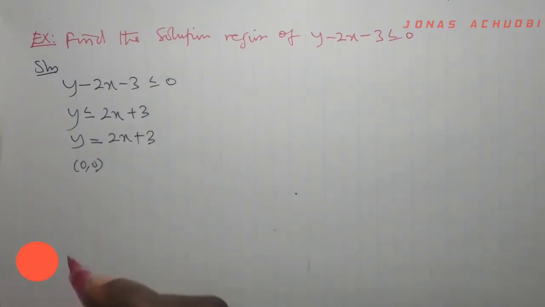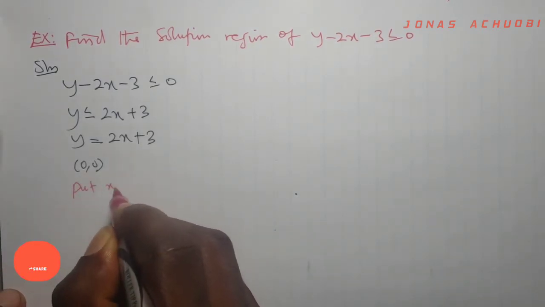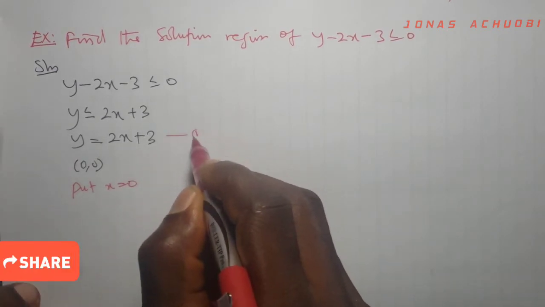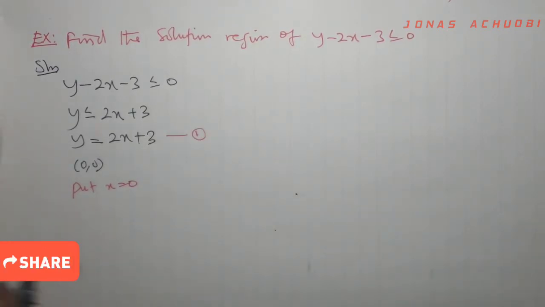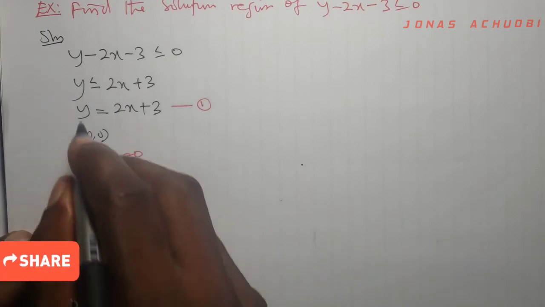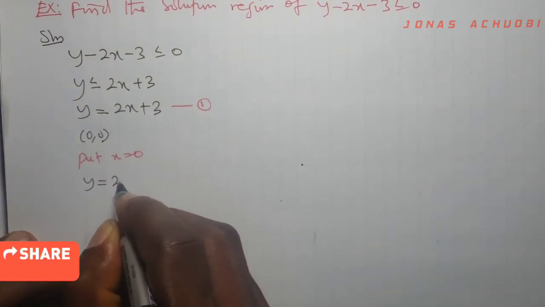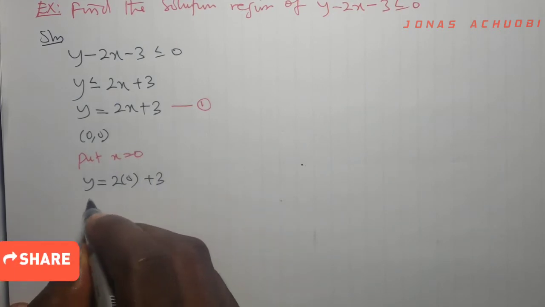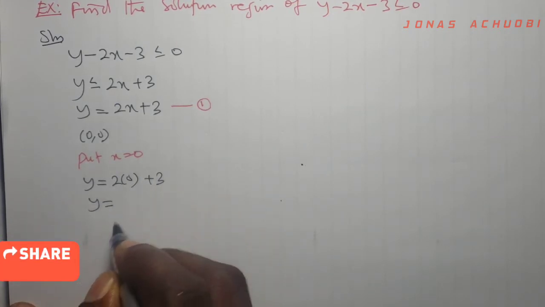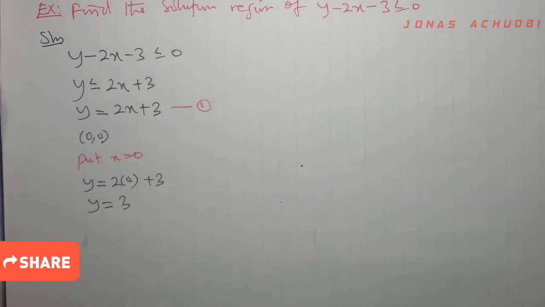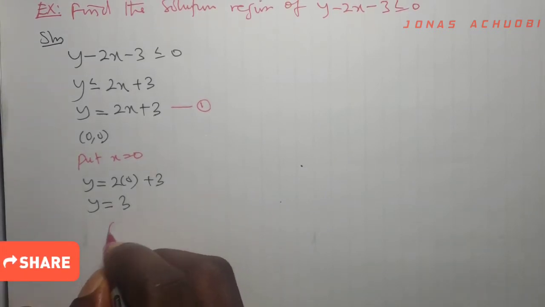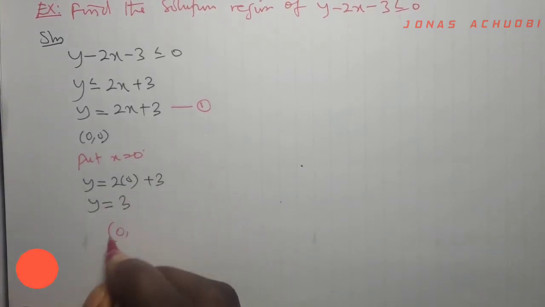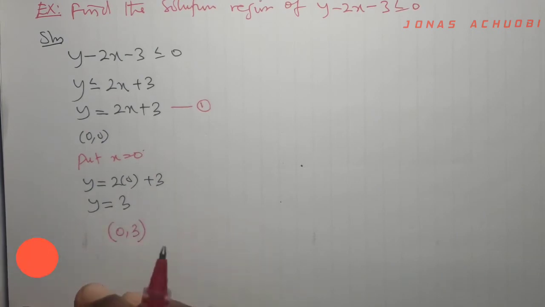So for my first coordinate, I'll simply put x as 0 into this equation, which I call 1. If I put x as 0, this becomes y equal to 2 times 0 plus 3. So y is equal to 2 times 0, which is 0, plus 3 is 3. So I have my first coordinate. Now what's the first coordinate? When x is 0, y is what? 3. Recall that this is always an ordered pair. So my first coordinate is that when x is 0, y is 3.